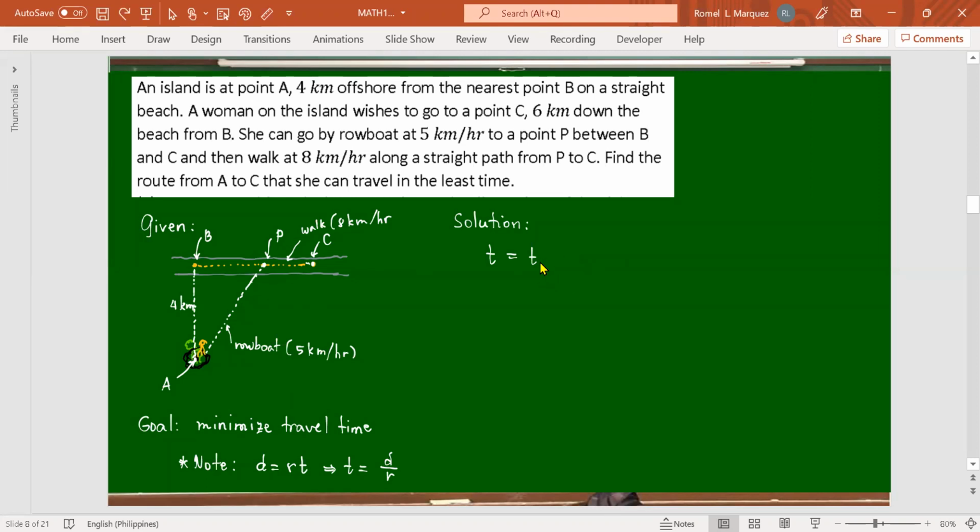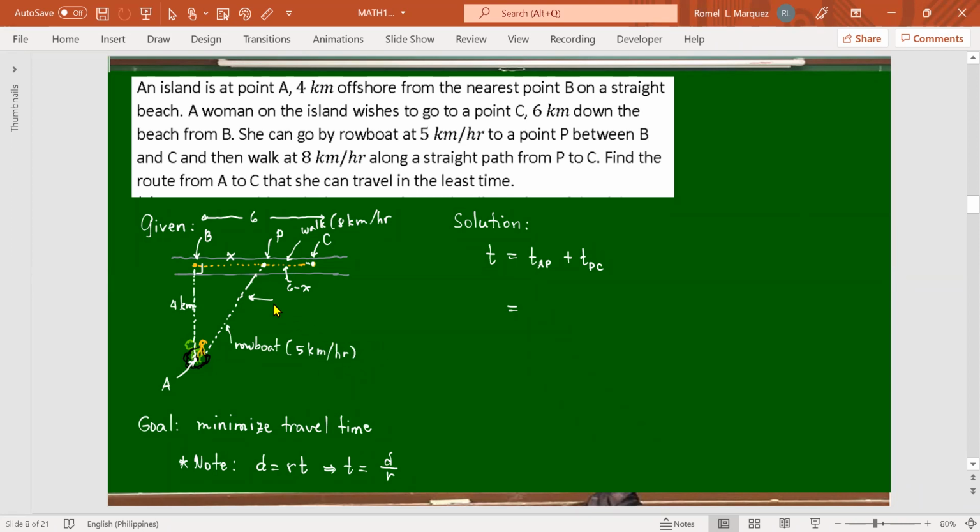Okay? Ito, from A going to P. Then plus T sub P going to C. But what is A going to P? What's the distance? So, do you know Pythagorean, guys? So what is this, children? Square root. Remember, if this is x, yan here, remember this is 6 na? From B going to C, right? If this is x, children, what is this? 6 minus x. Am I right?